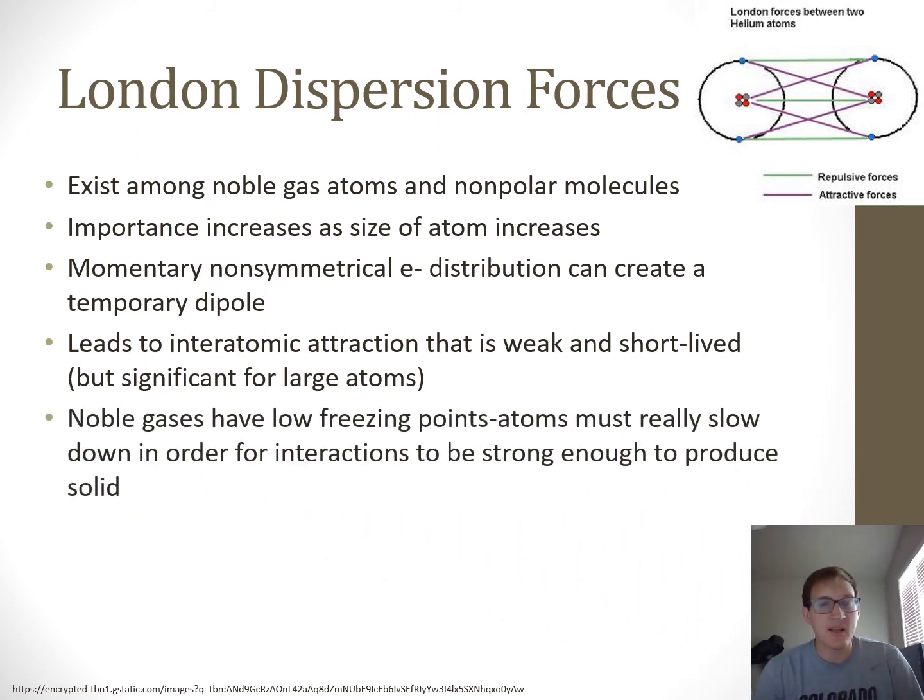Noble gases have low freezing points. Atoms must really slow down in order for interactions to be strong enough to produce a solid. Which is why noble gases tend to be gases, because it's really difficult to get their molecules close enough together to actually create a solid or even a liquid. And that is what that last point is talking about.